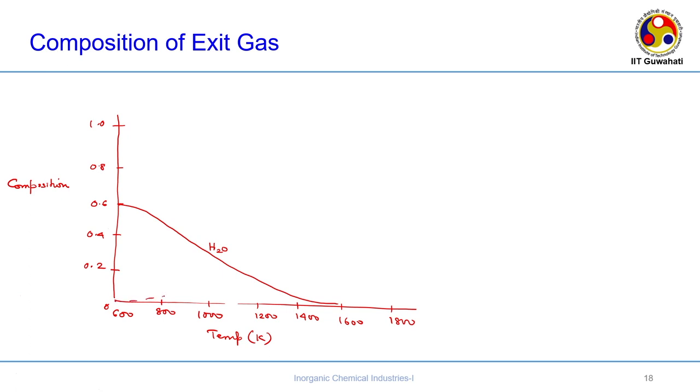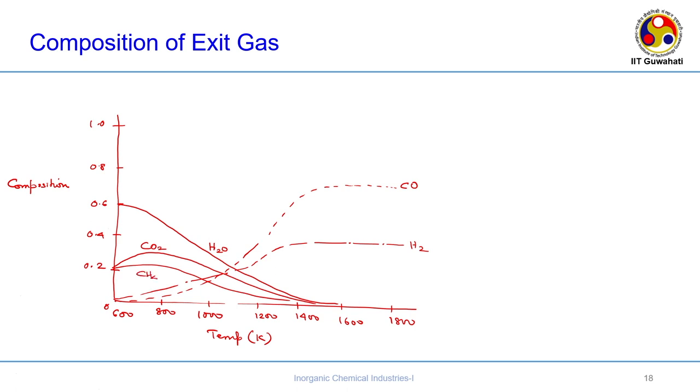So, now for CO, I am assuming this is CO, then the hydrogen production. Then you have the methane and carbon dioxide also, CO2. This I have discussed in the previous class. So, this is CO2 and then you have the methane production also coming out here. So, they are all consumed and at higher temperature the endothermic reaction will rule. So, at higher temperature, CO and H2 are the products.